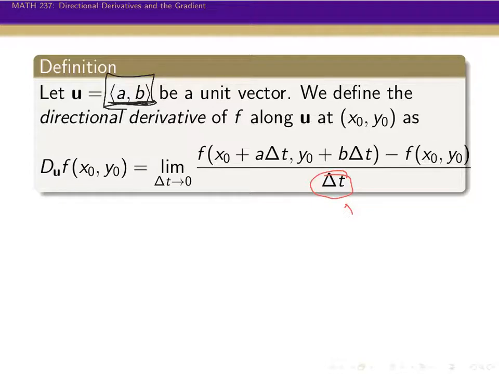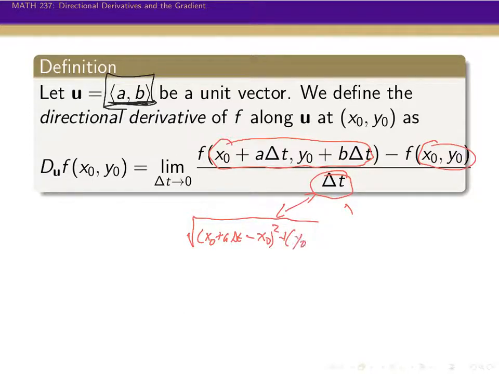In multivariable now, our distance formula is a little bit different. So what this delta t is coming from is that if I take the distance between x naught plus a delta t, y naught plus b delta t and x naught, y naught, that's going to look like x naught plus a delta t, but then minus x naught, quantity squared, plus y naught plus b delta t, then minus y naught, squared. Going through this, the x naughts cancel, the y naughts cancel, and so this simplifies down to a squared delta t squared plus b squared delta t squared.